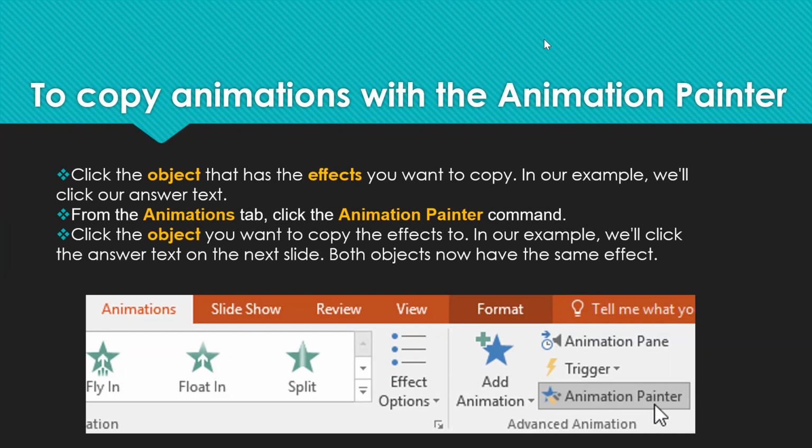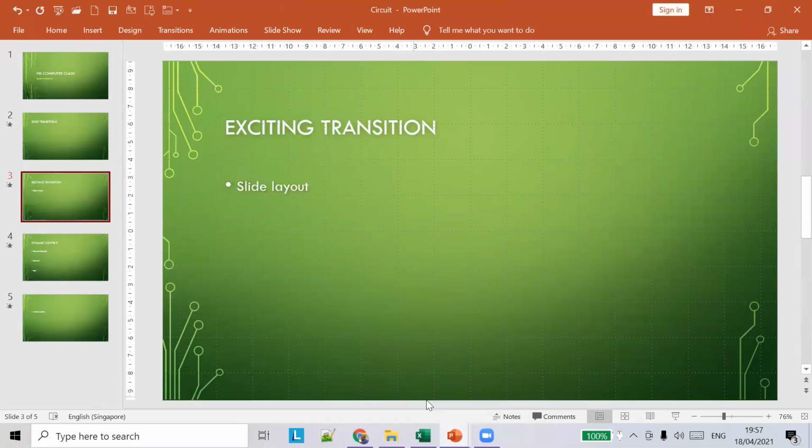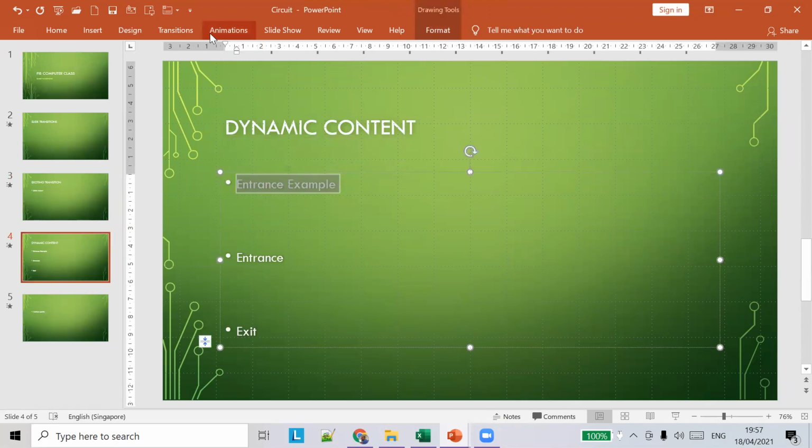This one is similar to a Format Painter. What it's going to do is copy the animation effect of one element to another element. It's very simple. For the entrance, we removed the animation effect, right? So now we're going to add it back. I'm going to copy this entrance example animation to the entrance element.